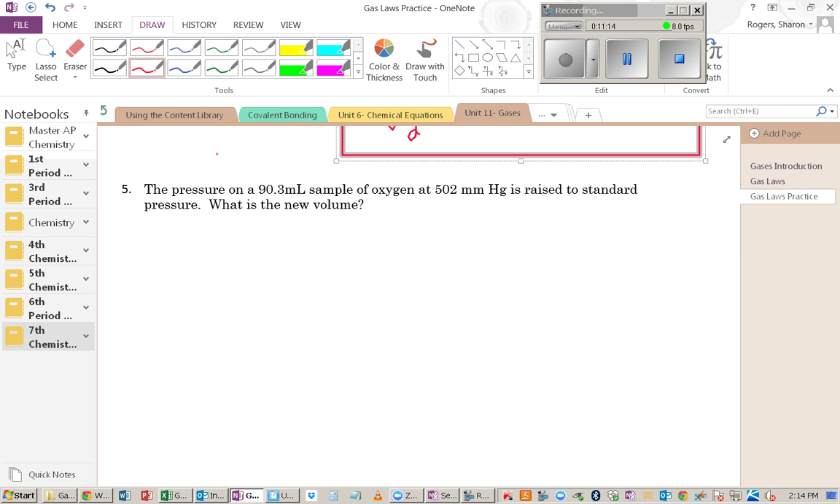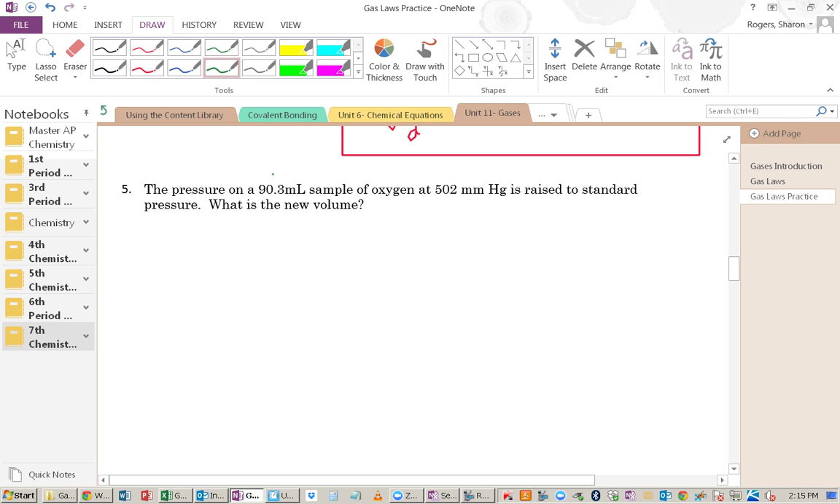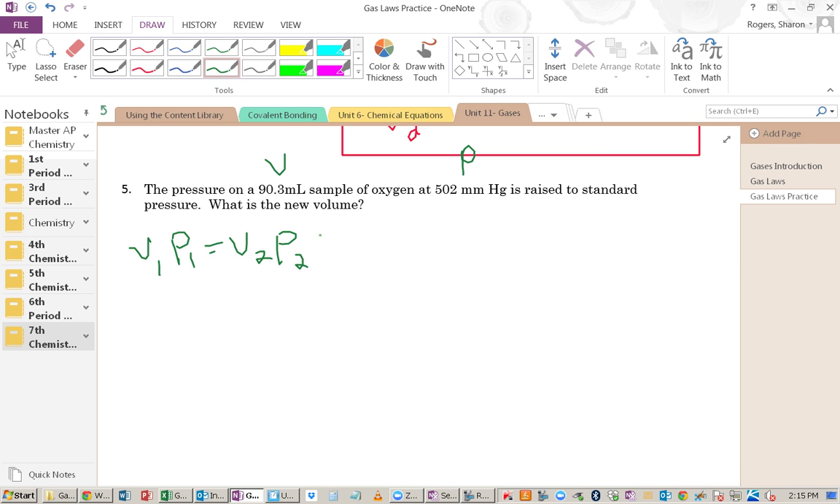What 2 variables do we have in number 5? 90.3, so that's volume. And mmHg is the unit for pressure. Good. So V and P, I don't see anything else changing. I don't see temperature in here, so I know temperature is not even involved. So there's only one formula that involves changing volume and pressure, and that's Boyle's law. So that's the one that I'm going to use here. So you really have to read these. You don't know which gas law to use in the beginning. You have to read the problem in order to know which one to pick.